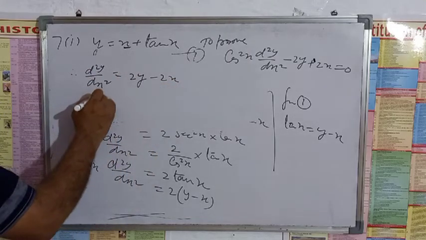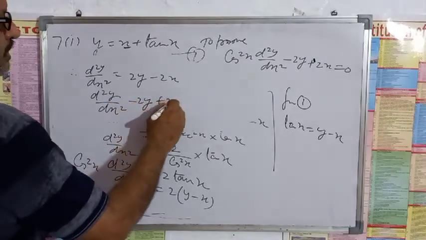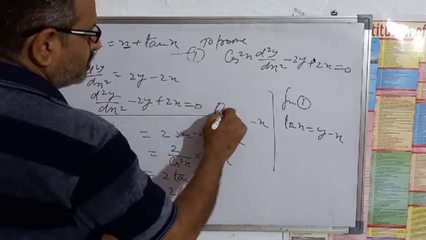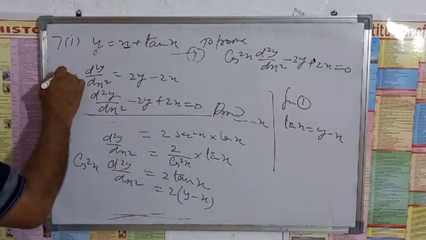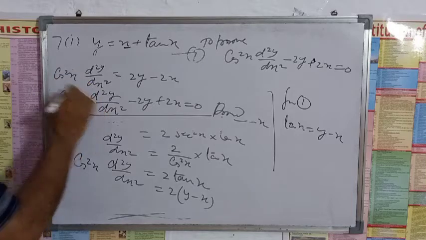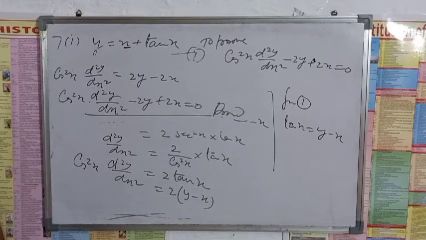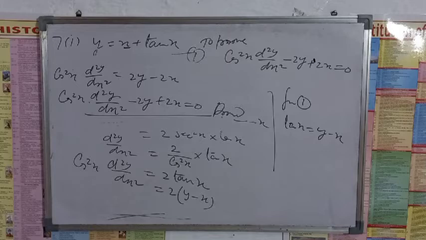Transpose on the left side, minus 2y plus 2x is equal to 0. It is proved. Cos square x is also there. Cos square x into d2y by dx square, transpose it to the left side, minus 2y plus 2x is equal to 0. So it was question number 7, first part.